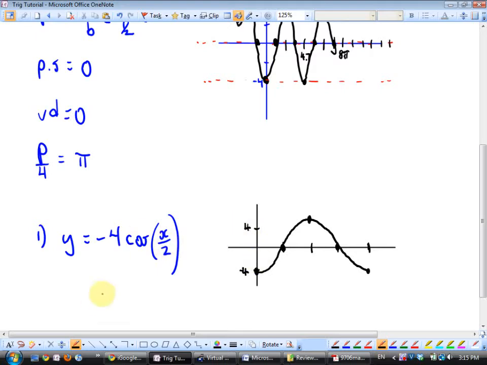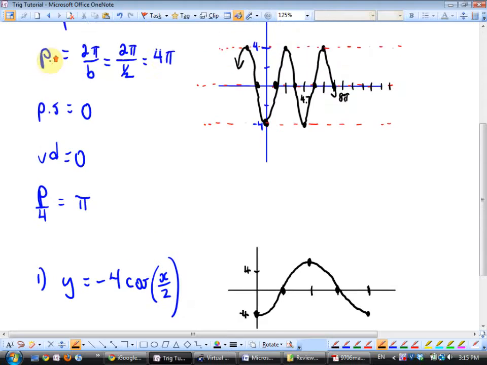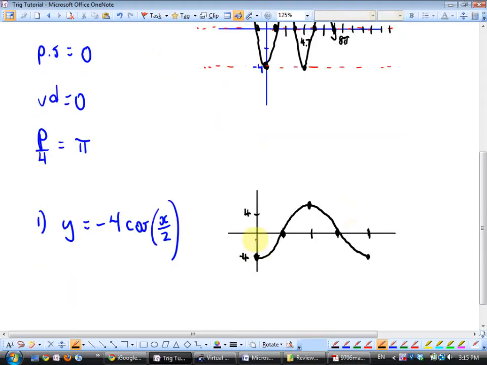You'd still have to list everything. You'd still have to find the period. But what did we say the period of this graph was? 4 pi? In other words, from here to here should be how long? Oh, so if you put a 4 pi there, what's that? Please do the simple math. 2 pi, you're done.